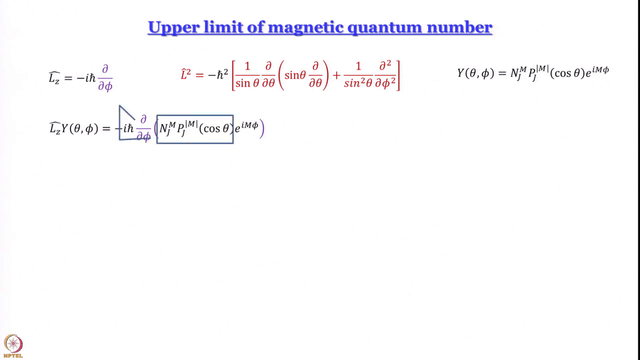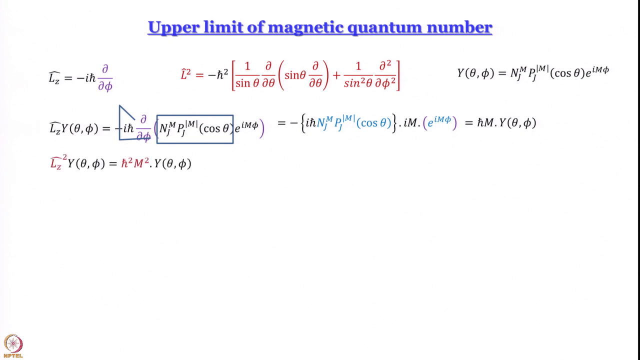Before we do that, we can bring this polynomial in cos theta and the normalization constant out, because as far as phi is concerned, these are all constants. So, this is what we get: i h cross N_lm P_l^m(cos theta) comes out multiplied by i m multiplied by e to the power i m phi, that finally gives me h cross m multiplied by the spherical harmonics. Okay. We are familiar with this. This is the eigenvalue equation for Lz. Okay, we know this already. Now, let us make Lz square operate on it.